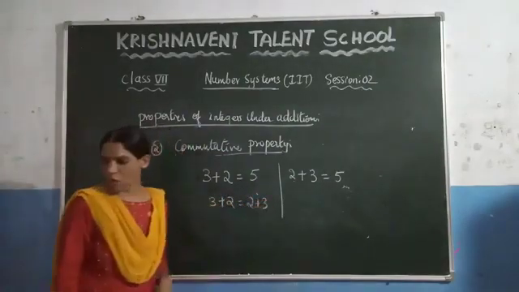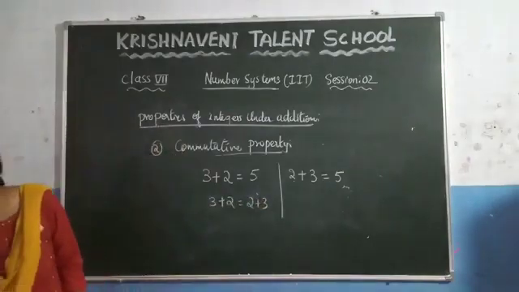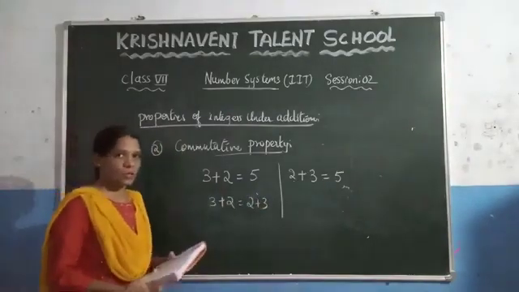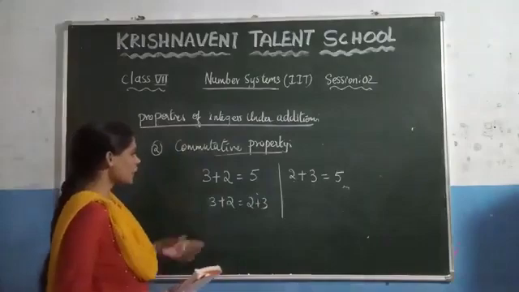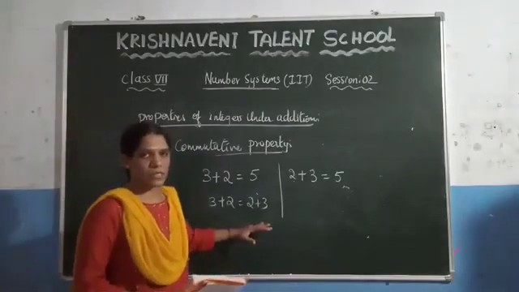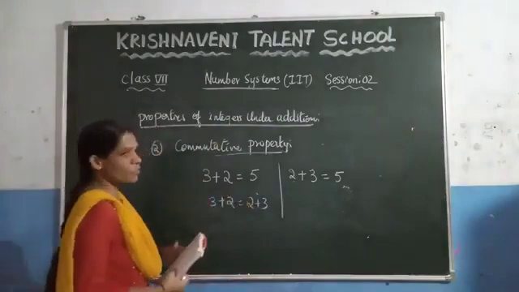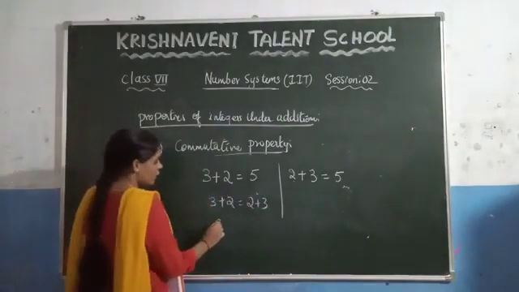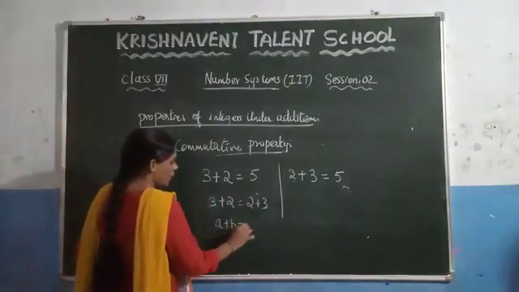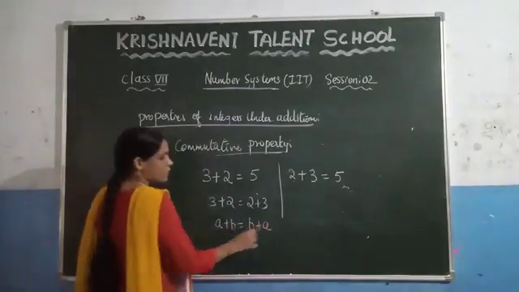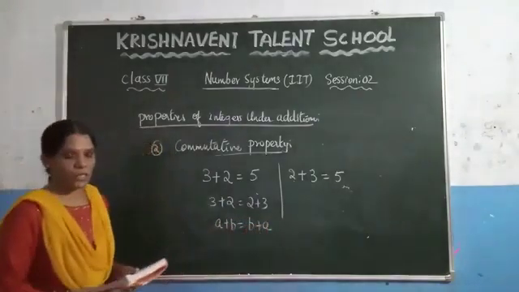Right? So what does the commutative property state? If you consider any two integers, A plus B must be equal to B plus A. This property we call a commutative property under addition of integers. So in case of the variables, you can write A plus B is equal to B plus A. This is about the commutative property.